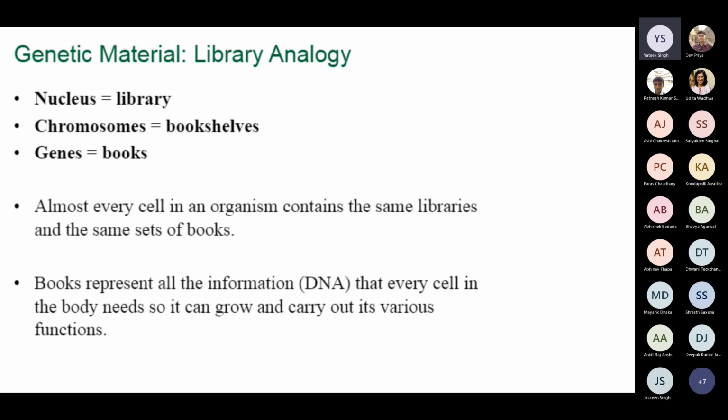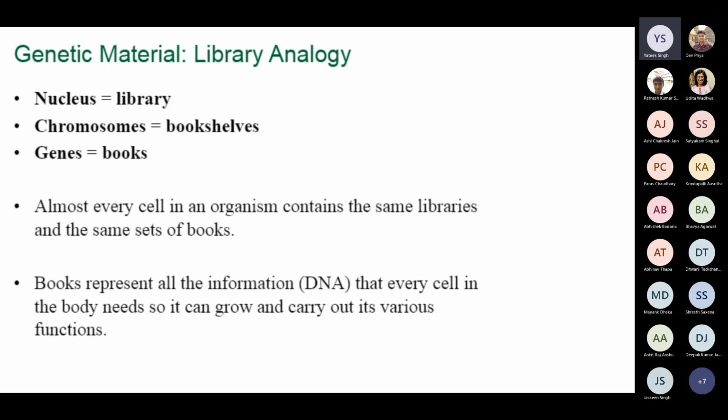So the nucleus is basically a library of all the different chromosomes which are there inside your DNA, right? Your DNA is organized in the form of chromosomes. Each chromosome is going to have a set of genes. Each gene is like a book or a recipe for making a protein, right? So this is how you can think about information inside a biological system.